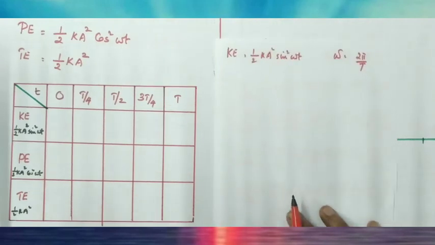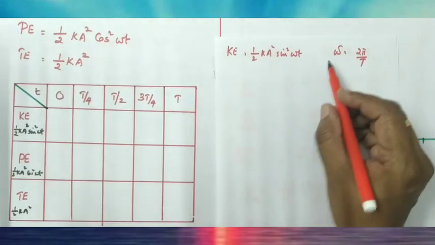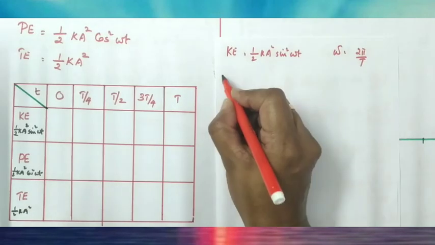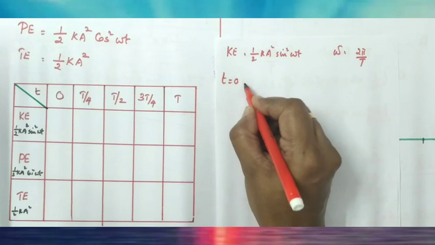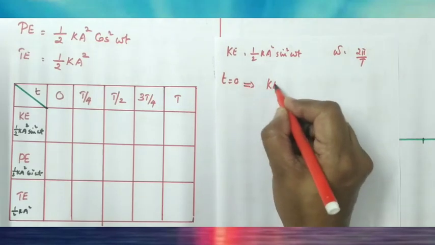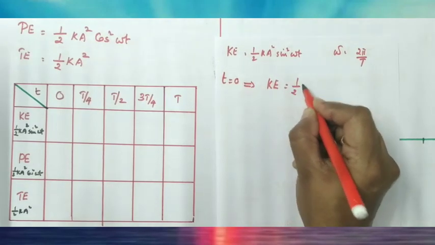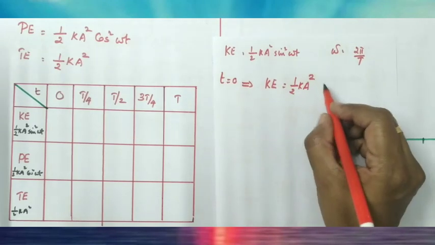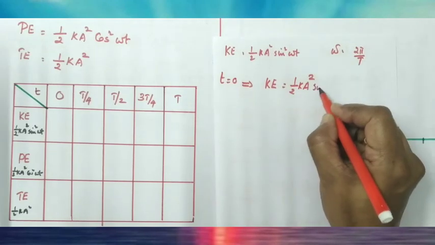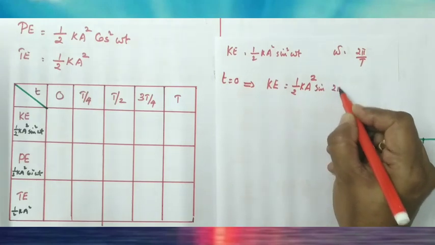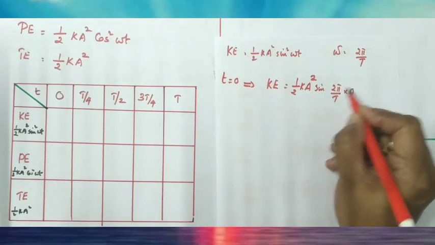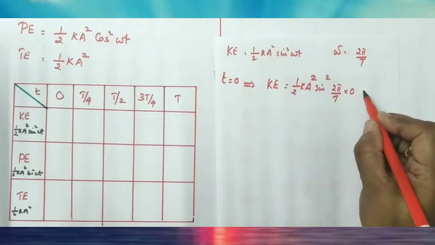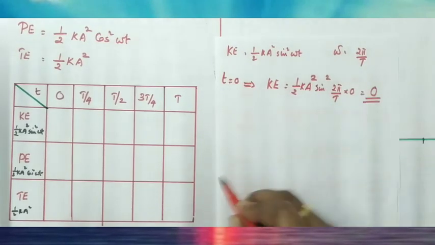So first we can draw for kinetic energy. We have kinetic energy half k a square sin square omega t. When t is equal to 0, what is the value of kinetic energy? We can write half k a square sin square omega t. What is omega? Omega is 2 pi by T, into 0, sin square. Sin 0 is 0, so the answer becomes 0.